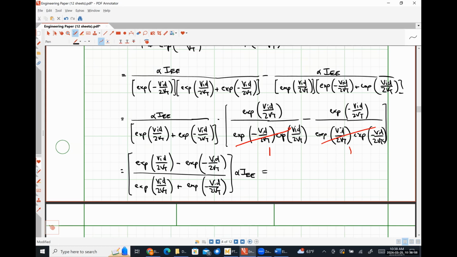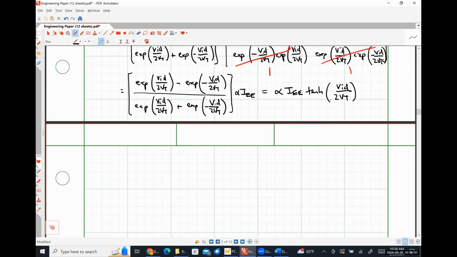Alpha IEE, the hyperbolic tangent of VID over twice VT. So all of that terrible math just to get to a hyperbolic trig identity.